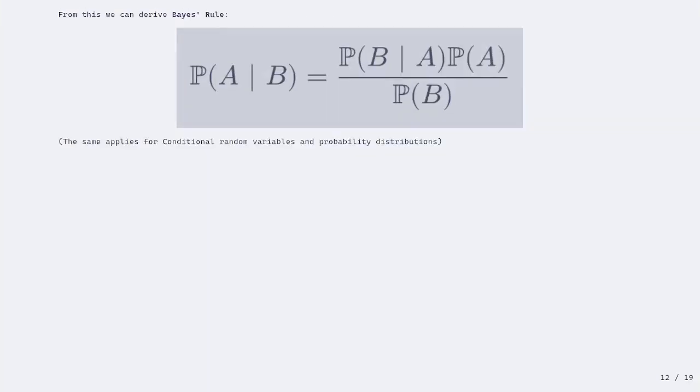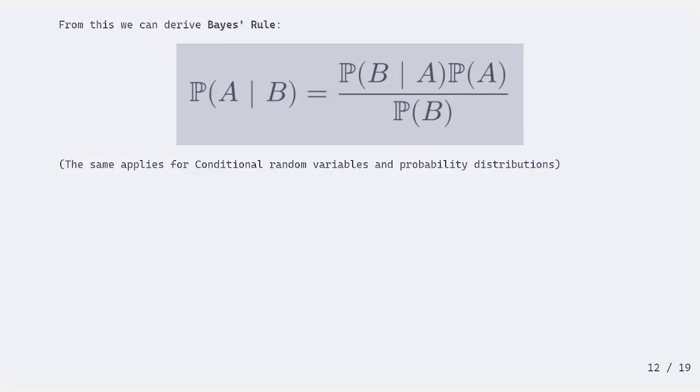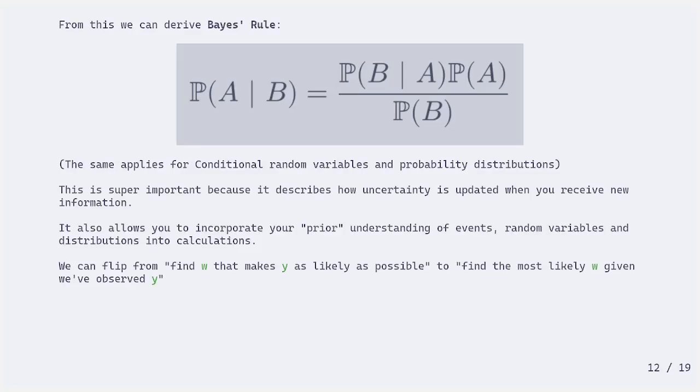So using this idea of conditional probability, we can derive something called Bayes' rule, which is all about updating your understanding of uncertainties with new information. And this lets us incorporate our quote-unquote prior understanding of random variables into our calculation. So this is what we're going to use to avoid this overfitting problem.